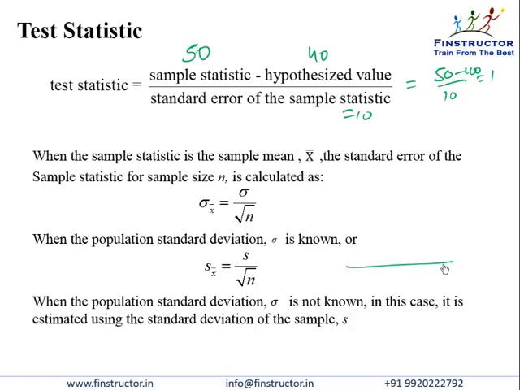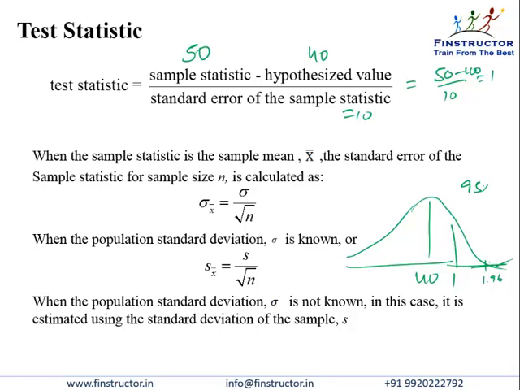So our hypothesized value was 40. With a 95% confidence, the critical value to reject the null was plus minus 1.96. The observed test statistic came out to be 1. Will we be able to reject the null? No, because to reject the null, the value has to be either greater than 1.96.